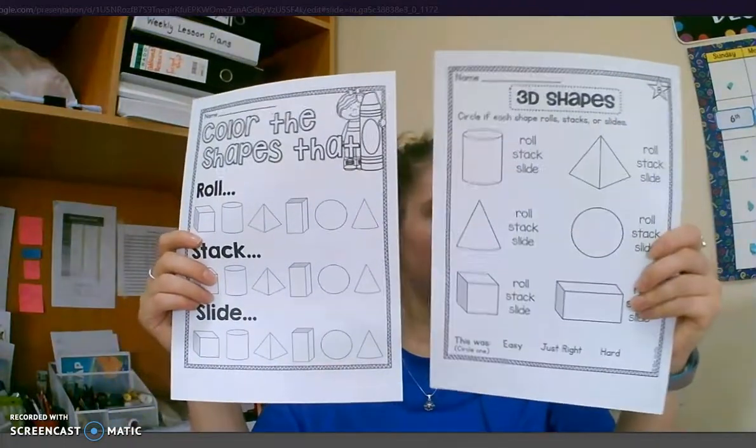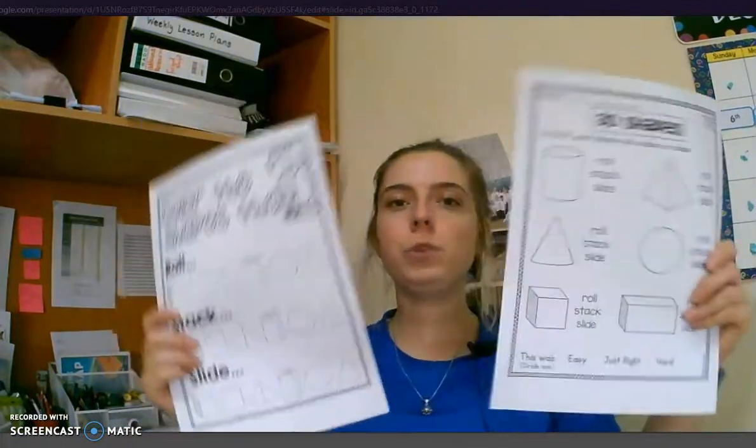Okay, grade 1. So for math today, we have 2 worksheets, okay? You can choose which one you want to do. If you don't want to do both of them, I'd love to see you do both of them. If you only want to do one, that's fine. But today we are going to be talking about 3D shapes. We're going to be talking about rolling, stacking, and sliding.